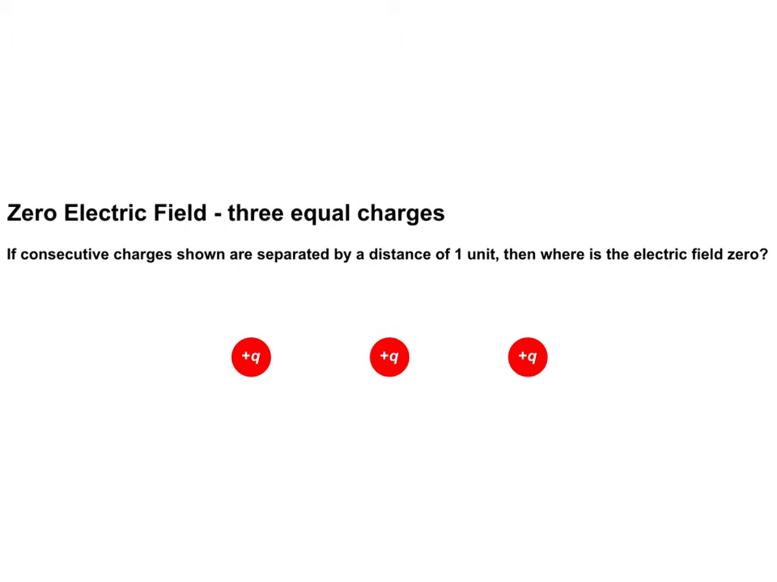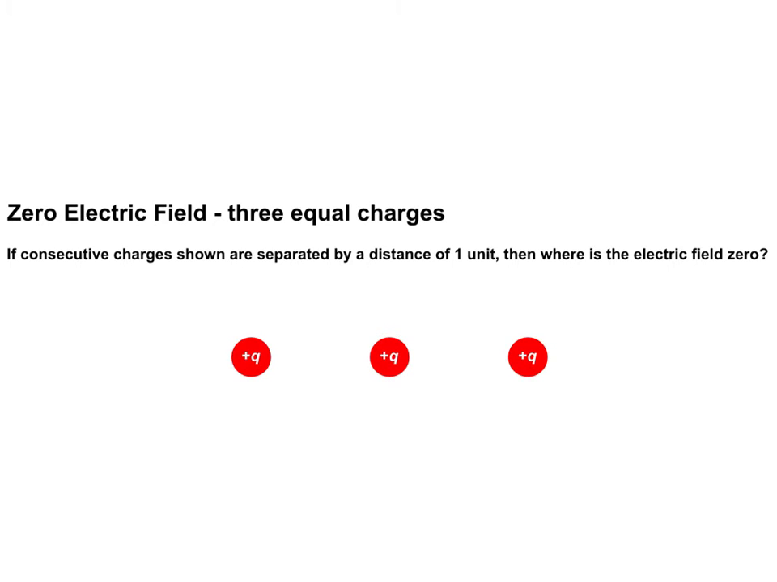Similarly, on the other side here, are there any solutions? No, if I put any positive test charges there, it's going to repel from all three of them. So there's not going to be any solutions on the left or the right of these three charges. It's going to be somewhere in the middle.